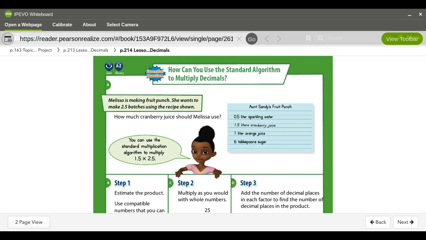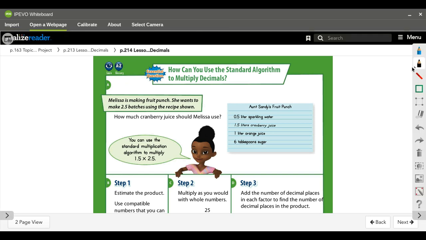It says Melissa is making fruit punch. She wants to make 2.5 batches using the recipe shown. How much cranberry juice should Melissa use? So she needs 1.5 liters of cranberry juice, and she's doing 2.5 batches. So we're going to walk through the standard algorithm and multiply and see what this is going to look like. First thing we're going to do, just to help us check with reasonableness, is estimate. So 1.5 I would round to 2, 2.5 I would round to 3, and I should get an answer of around 6. So she needs about 6 liters of cranberry juice.